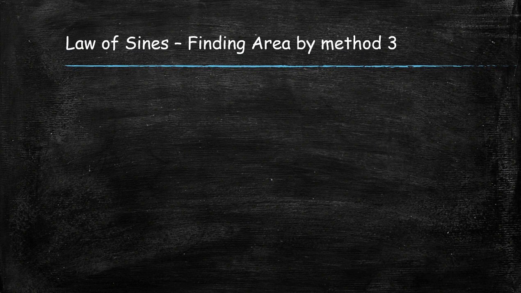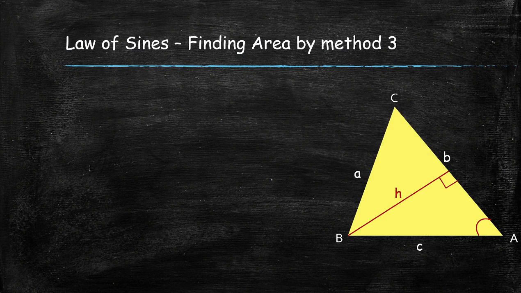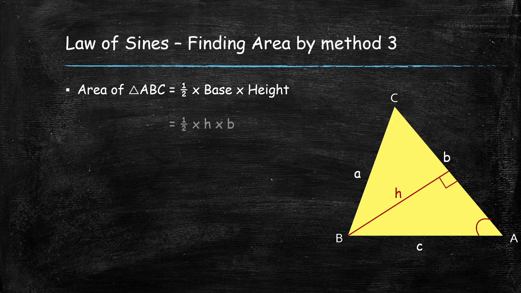Law of sines, finding the area by method 3. Now it is the same triangle. We have drawn the perpendicular from vertex B to side AC, but we have marked the angle A. So the area of triangle ABC is half into base into height, which is half into H into B. The point D is marked.